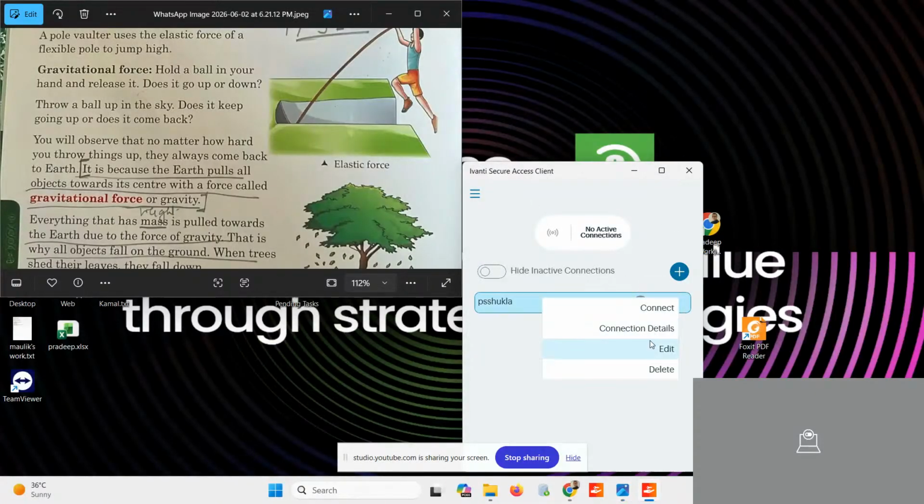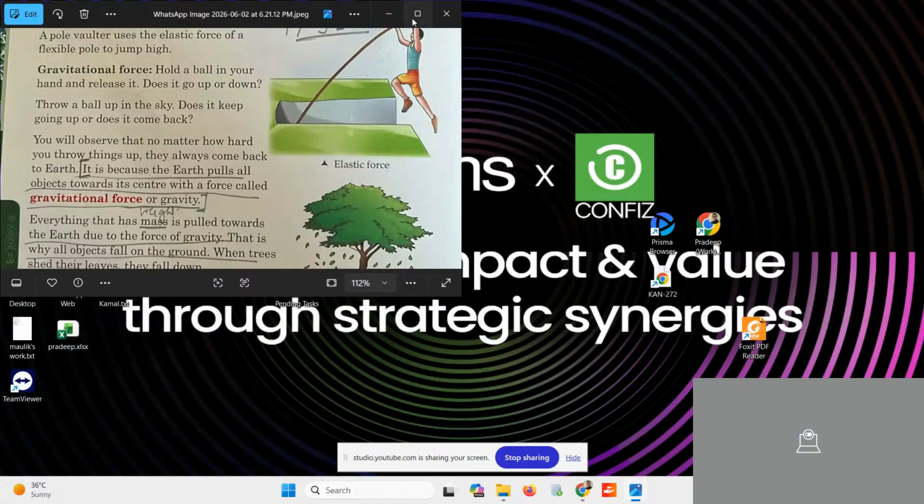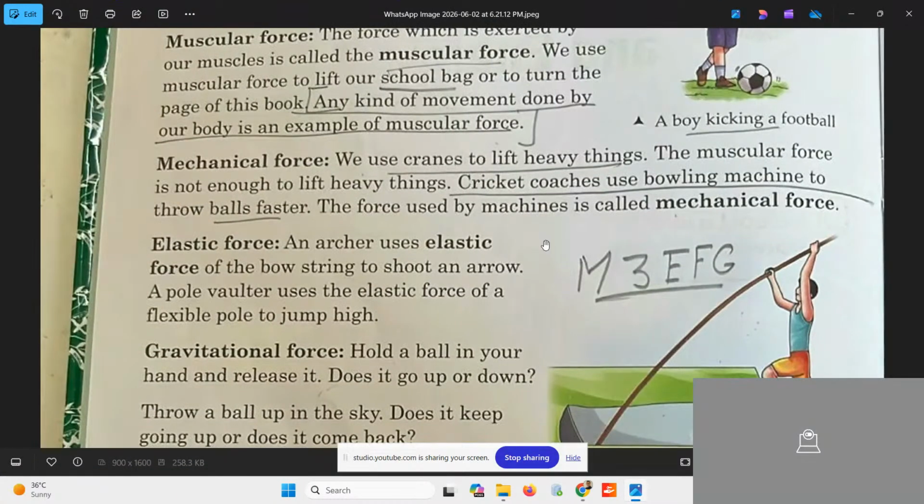Cricket coaches use the bowling machine to throw the ball. To whom do they throw the ball? To the batsman. So what kind of force are they using? Mechanical. A cricket coach uses the bowling machine to throw the ball faster. Mechanical force. Yes. What other examples can you think of for mechanical forces?